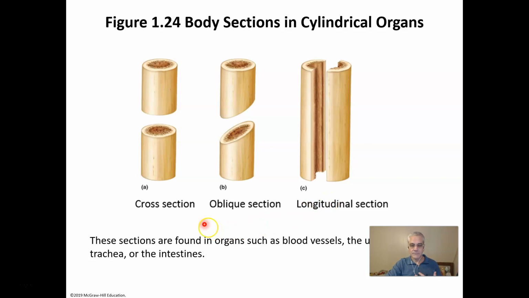So whenever we look at the tubes of the body, and we're going to see this all the time, blood vessels, urinary tract, lymphatic vessels, whenever we slice something, bones, whenever we slice it, you can see different things at different angles, in different sections.